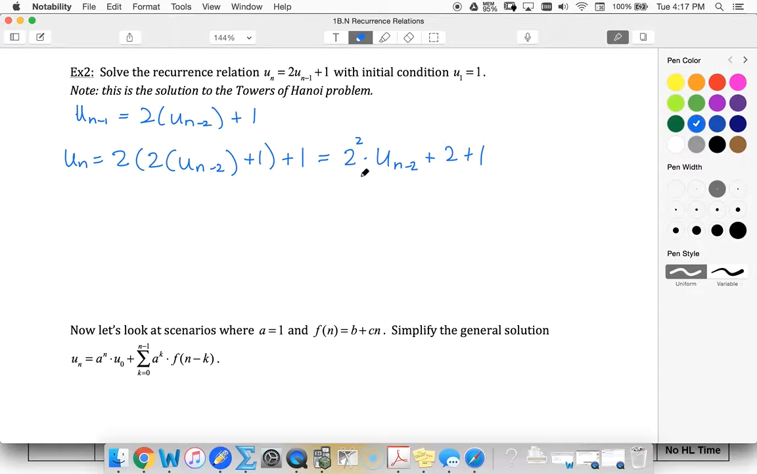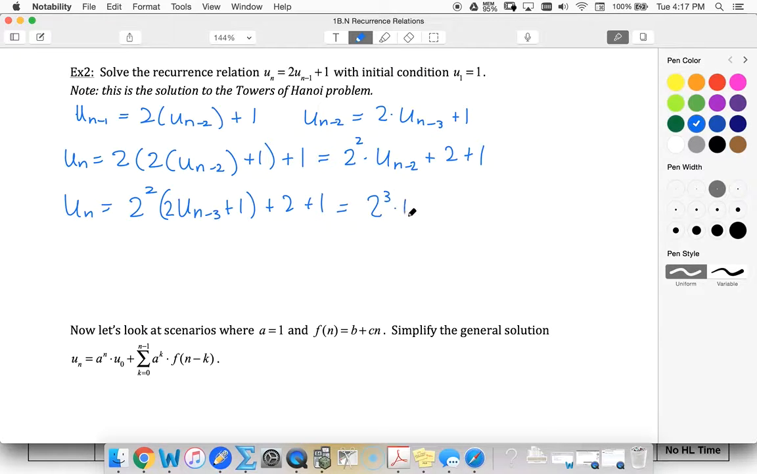If I looked at u sub n minus 2, that's the same as 2 times u sub n minus 3 plus 1. So I could substitute that in, 2 squared times u sub n minus 2, plus 1, plus 2 plus 1. That's going to give me 2 cubed u sub n minus 3 plus 2 squared plus 2 plus 1. So I can see that I've got my geometric series term here.